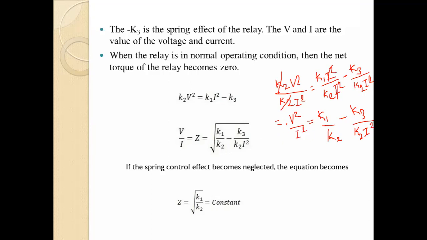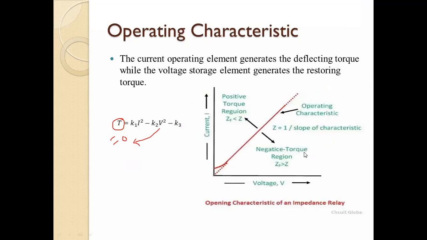Okay. So to find V upon I, because this is our impedance relay, we have to obtain the value of Z here, right? So this Z is equal to V divided by I. Just take the square root, and you will get this answer, that is K1 upon K2 minus K3 upon K2 into I square. Everyone write this equation from the first point and also draw the characteristic. This is important.